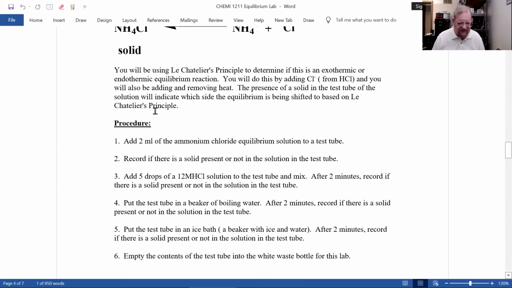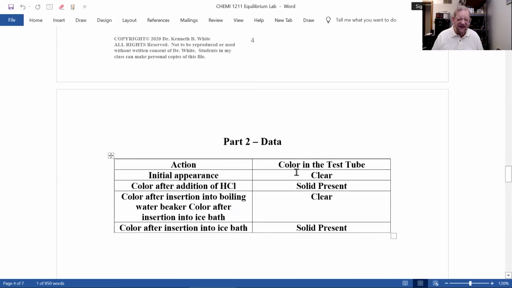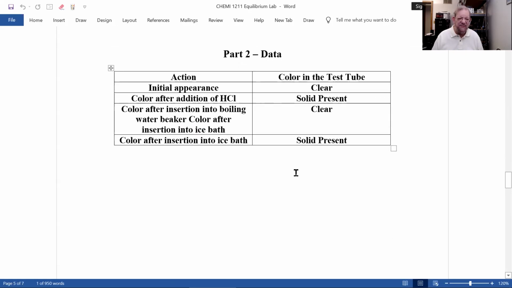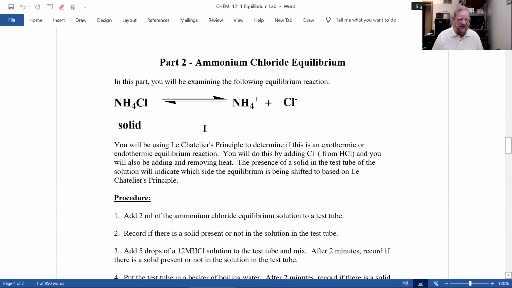That means when you add it, you should see a solid in there, otherwise known as a precipitate. And then afterward, you'll put it in boiling water and see is there a solid present or not. And then after that, you'll put it in a beaker of ice water and see is there solid or not. And here I give you the data. And with HCl, when you add it, a solid is present, which is expected. It would shift it this way. By adding HCl, we're adding more chloride, and we'll shift it and see the solid.